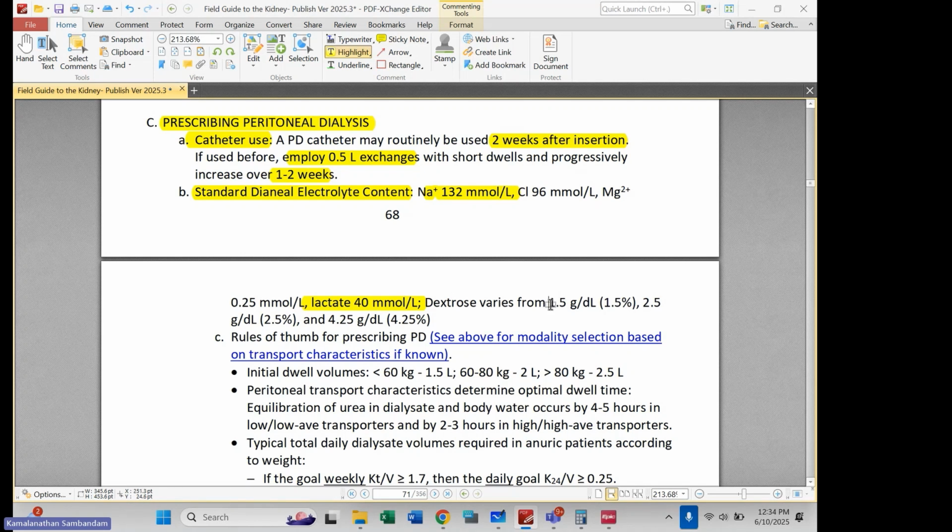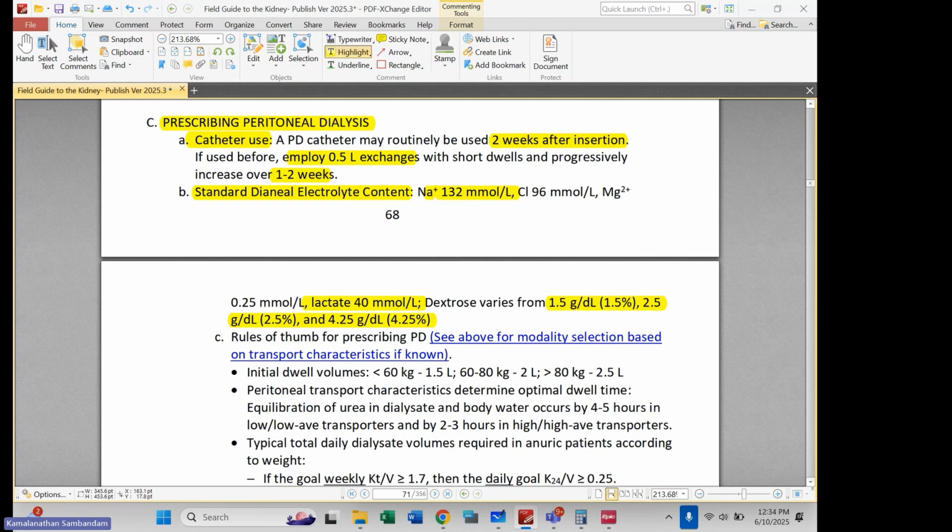The dextrose concentration varies quite significantly across the different dialysates that you're using. 1.5 grams per deciliter, that's grams, right? That's in comparison to the blood glucose concentrations that you're measuring in milligrams per deciliter.